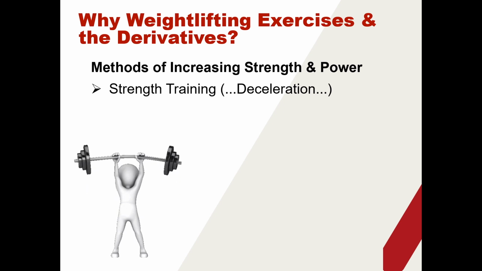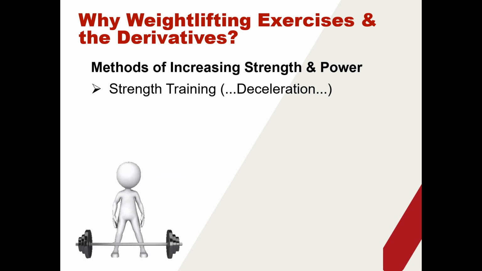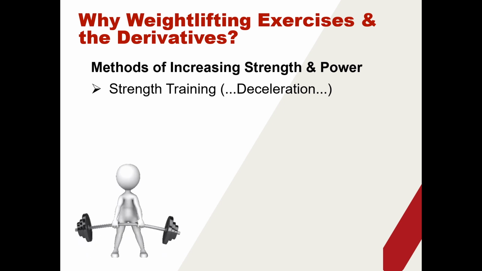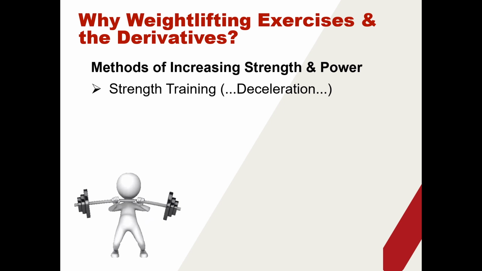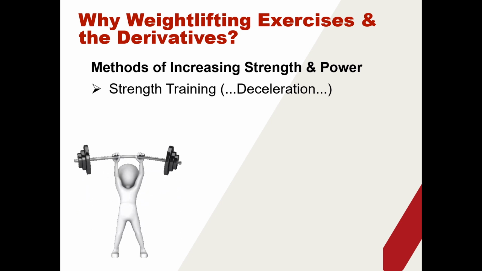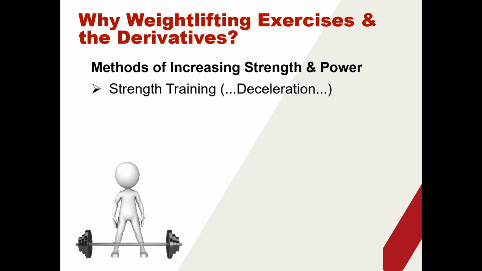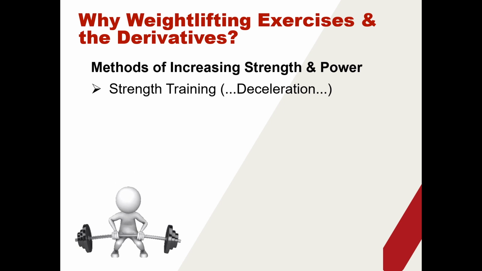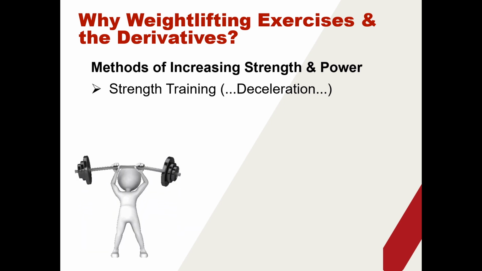However, this may not be the optimal method for developing rapid force production. Part of the reason is there's a deceleration phase about half the way through the range of motion in a traditional resistance exercise such as a back squat. If you didn't start to decelerate, it would become a ballistic task and you would jump, which you then don't want to do with really heavy loads.